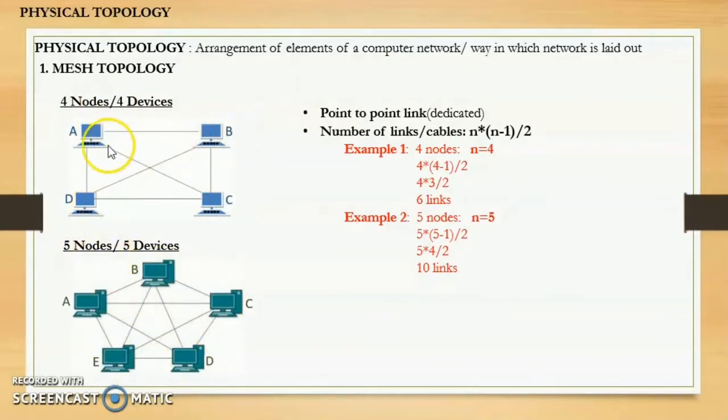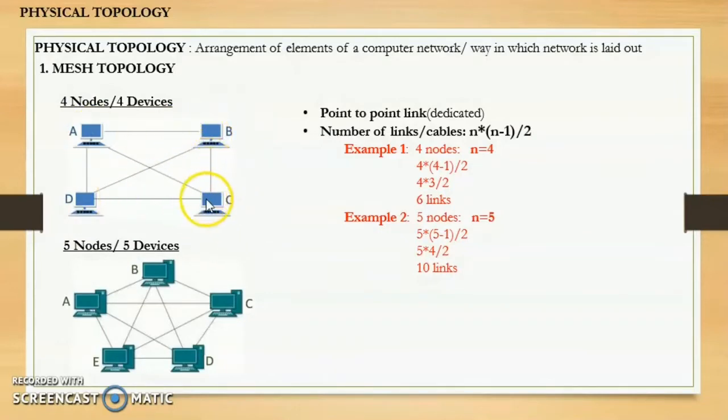In mesh topology there is a point-to-point link from one device to all the other devices. So over here, device A will be connected to B, C and D using a point-to-point link. Similarly, device B has a point-to-point link to A, D and C.